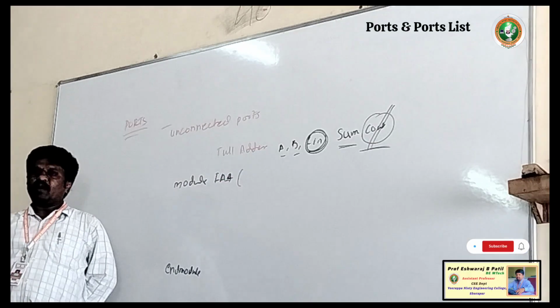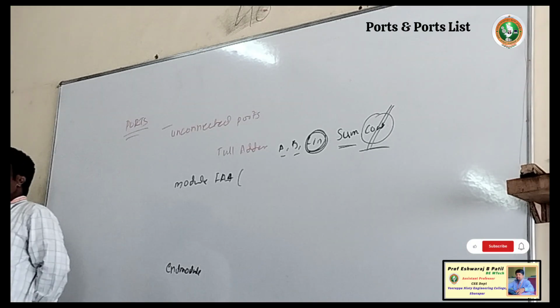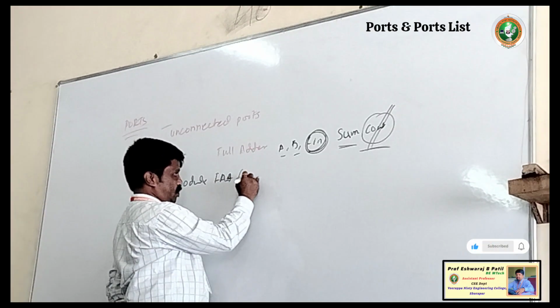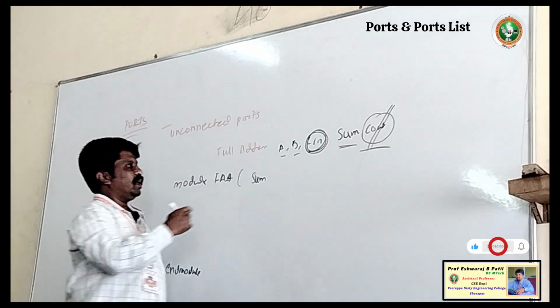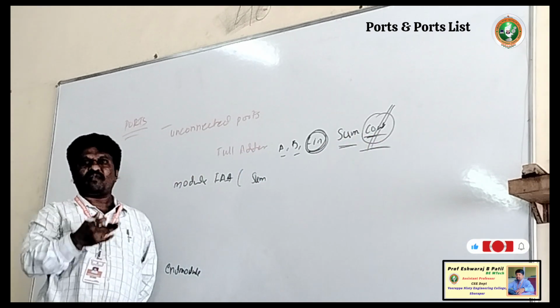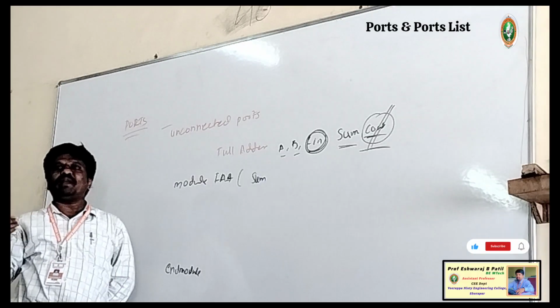I have to mention the port list here. How many ports are there? Input ports are how many here? 3 are the input ports and 2 are the output ports. I have to write the output ports first. This C out is not useful in any further connections. It is for the unconnected ports that we need to mention.